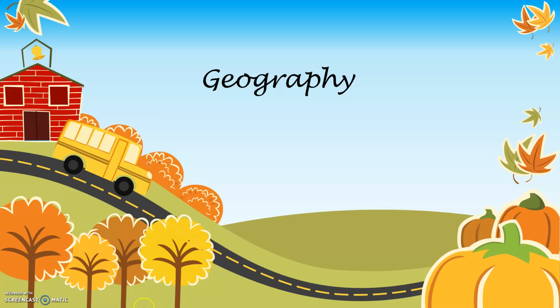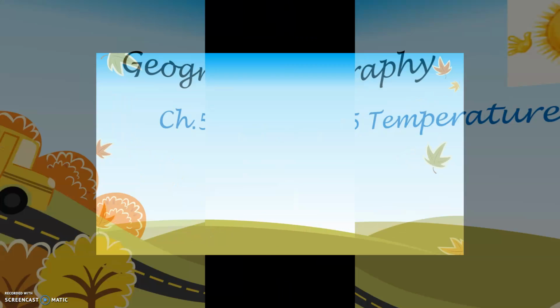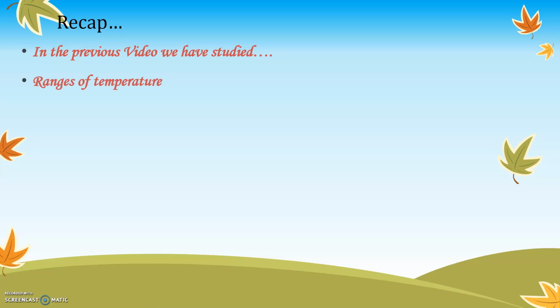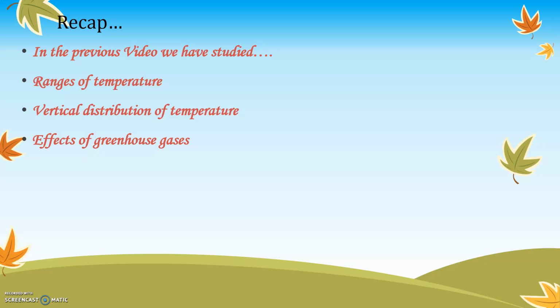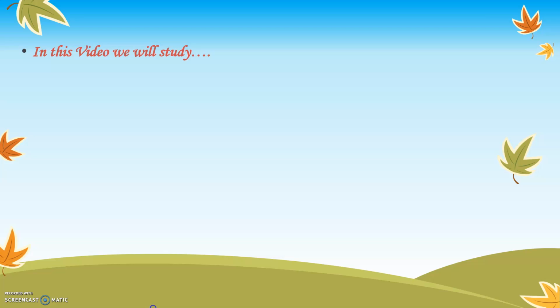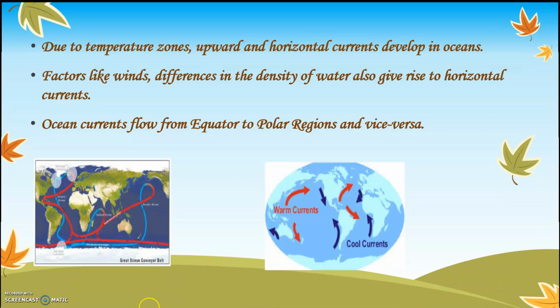We had already started our fifth chapter of geography, temperature. Students, today we will continue the same chapter, and with this video, we will complete our semester portion. In the previous video, we had learned in chapter 5, ranges of temperature, vertical distribution of temperature, and effects of greenhouse gases. Students, I hope the video is clear. Today in this video, we will understand ocean currents, isotherms and thermometer. So let's get started with today's video.